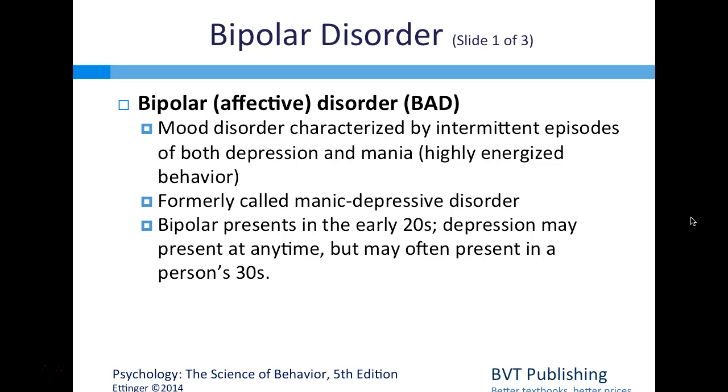Okay, next we're talking about bipolar disorder. So this is a mood disorder characterized by intermittent episodes of both depression and mania. Mania is highly energized behavior, and we're going to talk more in detail about that. This is what used to be called manic depressive disorder. Bipolar presents in the early 20s, and depression may present at any time, but may often present in a person's 30s.